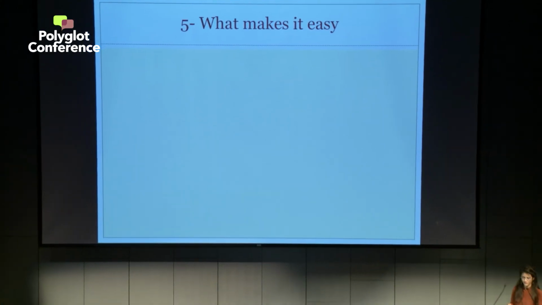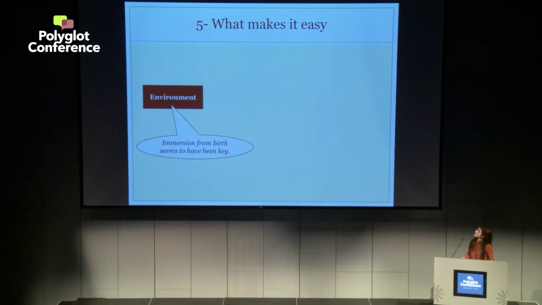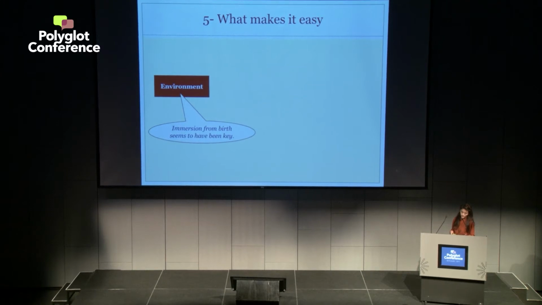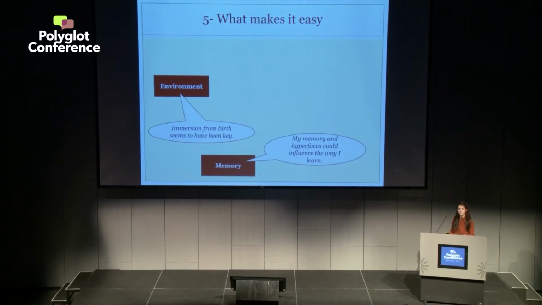Now, all that is really nice, but I was also interested in knowing what made that learning process easy for them. What was often reported was the environment. A participant said that immersion from birth seemed to have been the key to his ability to learn his second language, that after that he had never been able to learn any other languages. And another really important thing that helped them learn the languages was often their memory abilities. So, for example, this respondent said, my memory and hyperfocus could influence the way I learn.